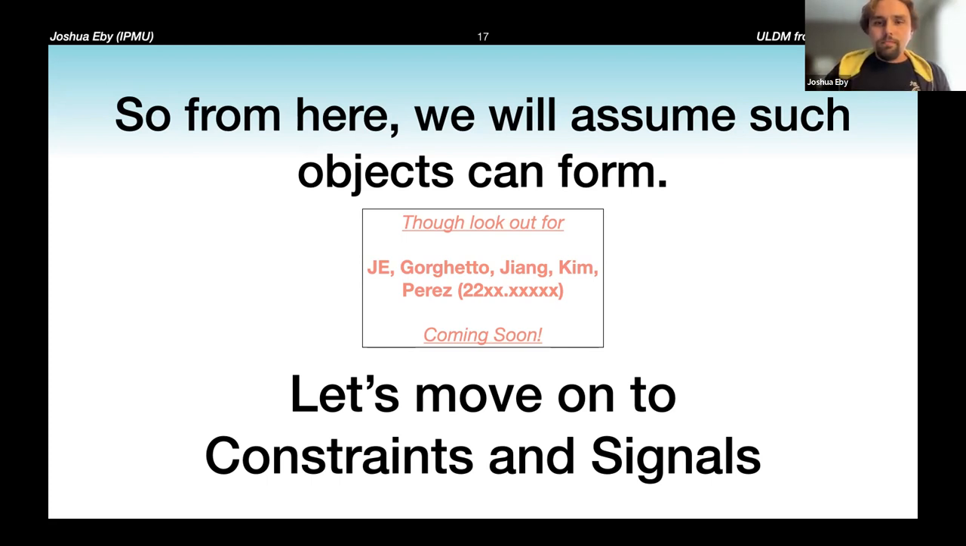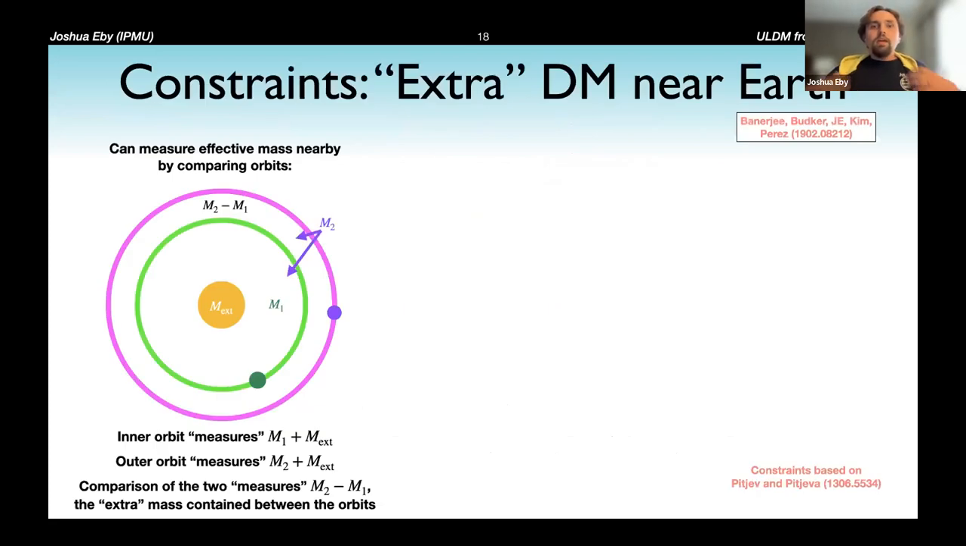So we can proceed. The first question you should ask, if you grant that such bound states could form, is: how dense can they be? How much extra dark matter could I put in the solar system before I begin to violate some direct experimental bound? What are the actual limits on dark matter in our solar system? And the strongest limits basically come from comparing the orbits of different satellites around the sun, satellites meaning planets and in fact asteroids. The picture is basically the following.